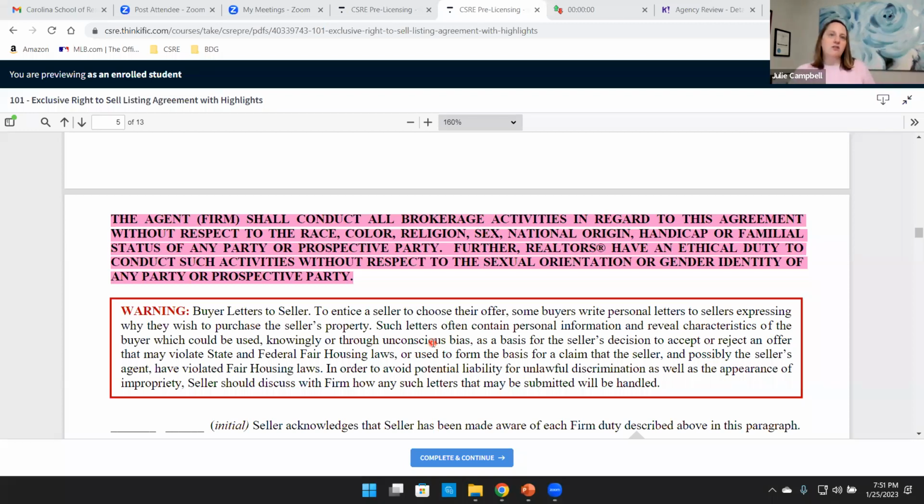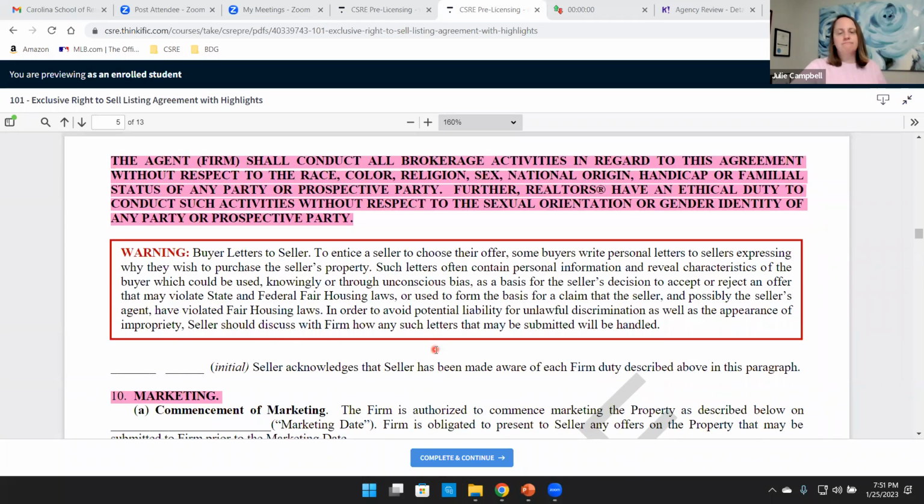This non-discrimination clause is required in all of our agency agreements. We're going to talk about these protected classes, what all these mean, what this means to us when we get to Unit 19. Some more to come.